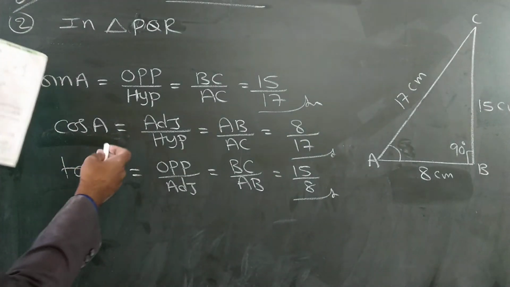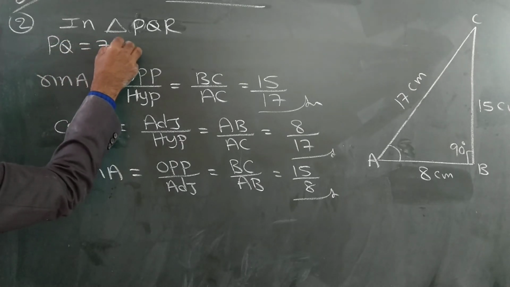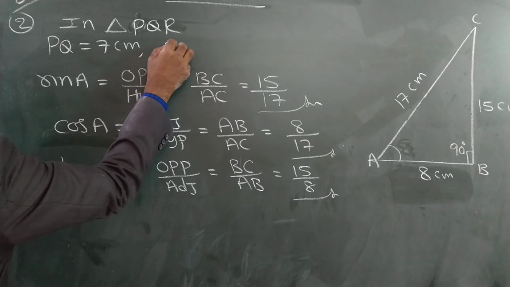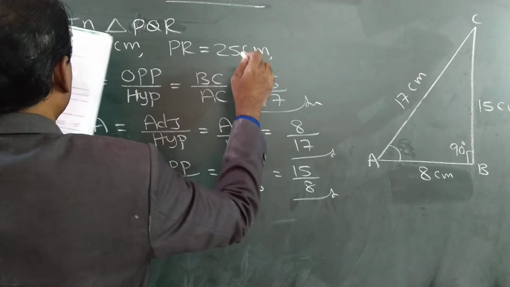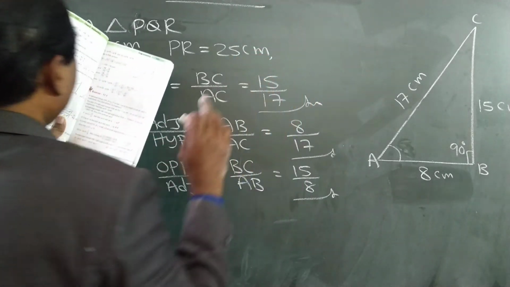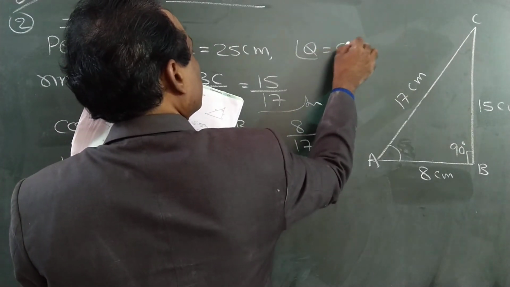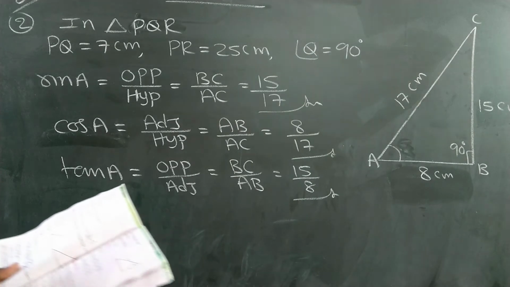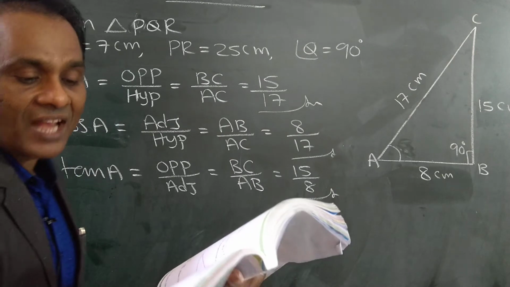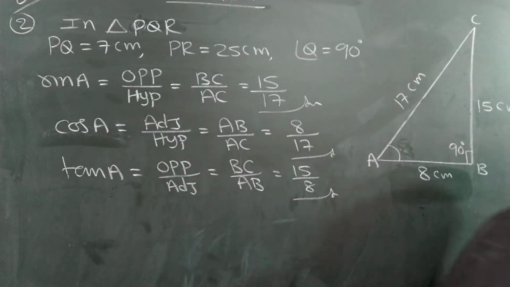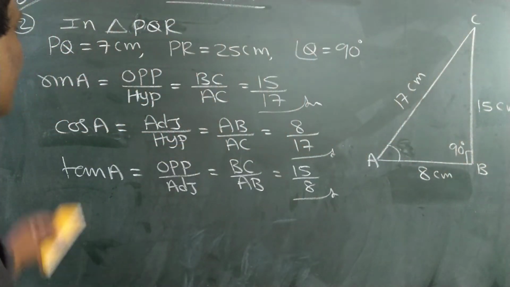Second question, all of you please write down: PQ is equal to 7, PR is equal to 25, angle Q is 90 degrees. Then find tan P minus tan R.